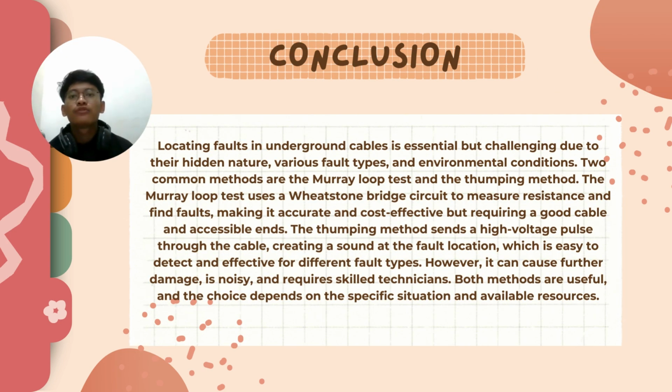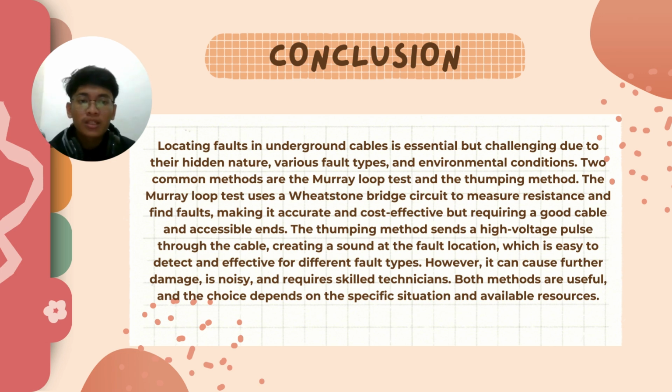And lastly, we move to the conclusion. Locating faults in underground cables is essential but challenging due to their hidden nature, various fault types, and environmental conditions. Two common methods are the Murray loop test and the thumping method. The Murray loop test uses a Wheatstone bridge circuit to measure resistance and find faults, making it accurate and cost effective, but requiring a good cable and accessible ends.